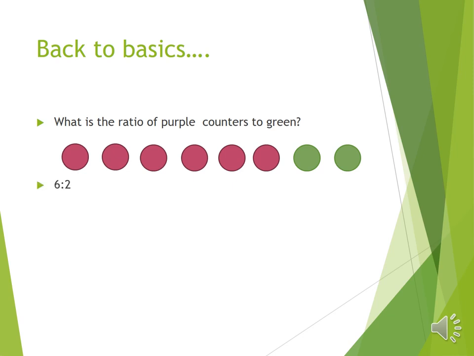So when we write it down, it's 6 to 2. Now this colon there, I've actually pronounced it as "to". So it's 6 colon 2, I would say 6 to 2. And that's what we do in ratio and proportion. So let's continue with that. Can this be simplified? Yes, it can be simplified. We can simplify it further to 3 to 1.